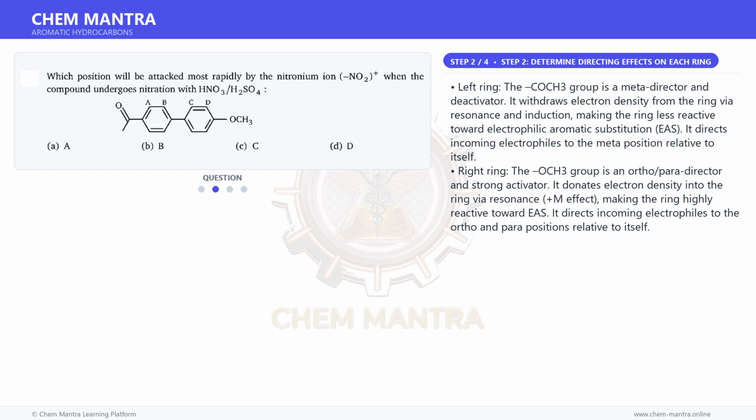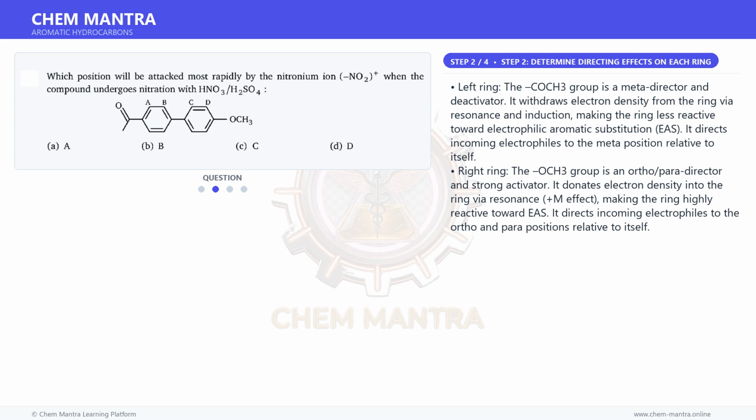Moving on to the next step. Left ring, the COCH3 group is a meta-director and deactivator. It withdraws electron density from the ring via resonance and induction, making the ring less reactive toward electrophilic aromatic substitution, EAS. It directs incoming electrophiles to the meta position relative to itself.